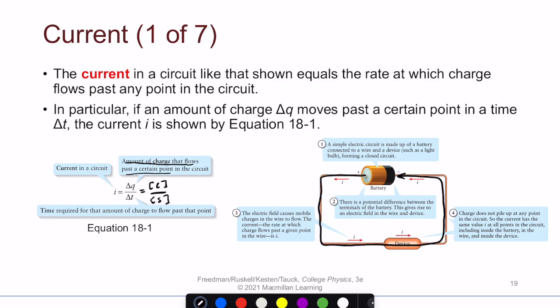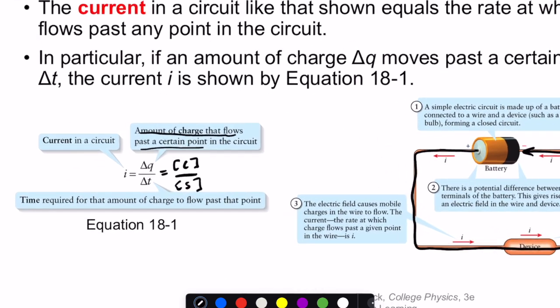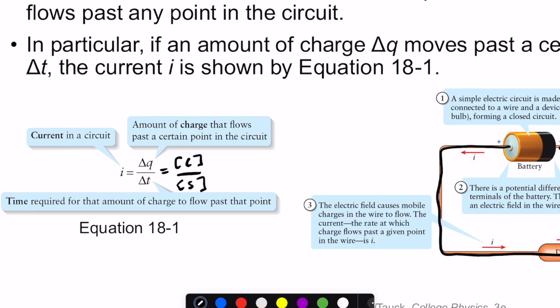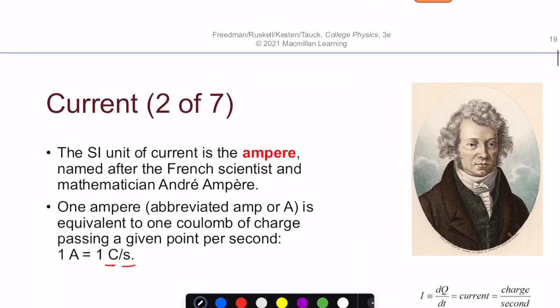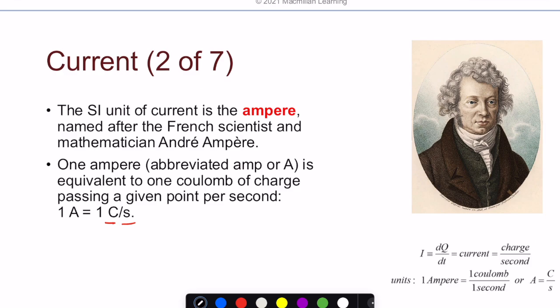And the way we characterize the movement of charge is through the current. So the current is the rate at which charges flow past any particular point in the circuit. So a current in a circuit is given by delta Q over delta T, where delta Q is the amount of charge that passes through a certain point, and delta T is the time it takes for those charges to flow past that point. So the unit of current is the ampere, and it's named after a French scientist and mathematician. 1 ampere is 1 coulomb per second.